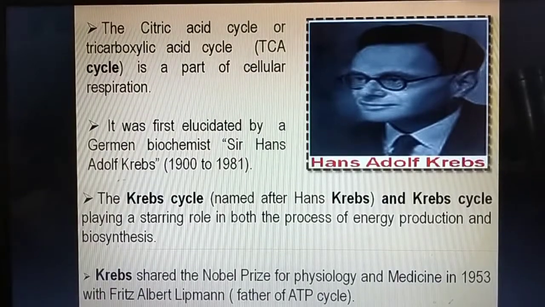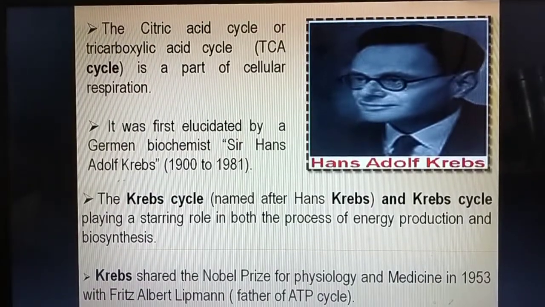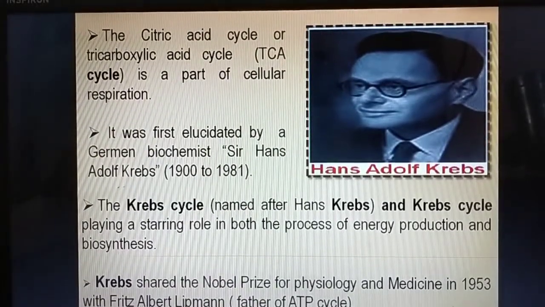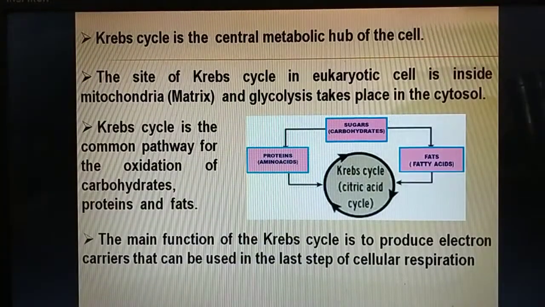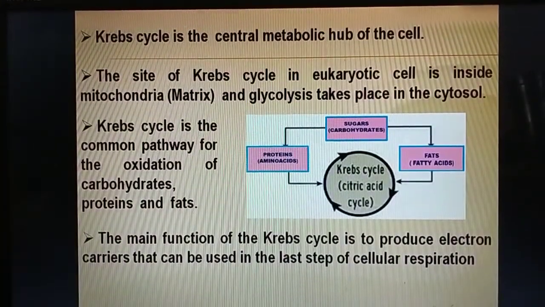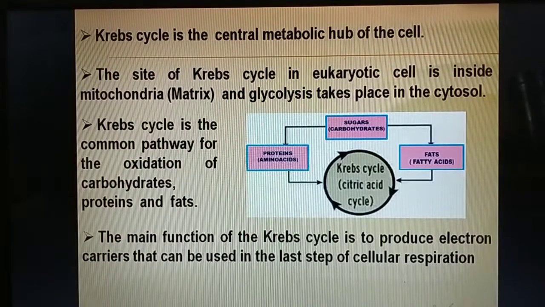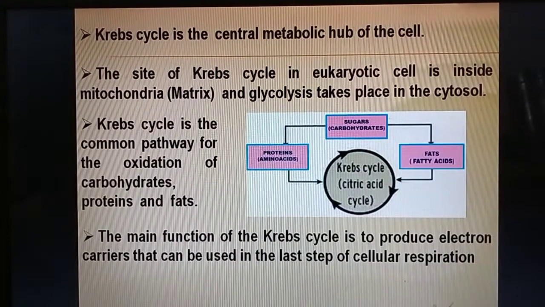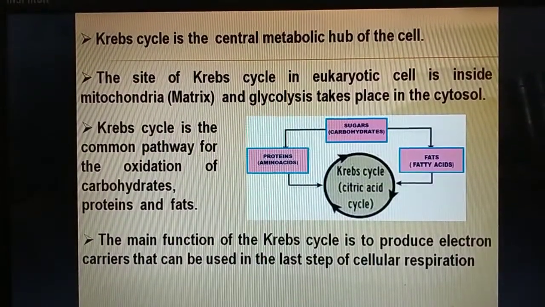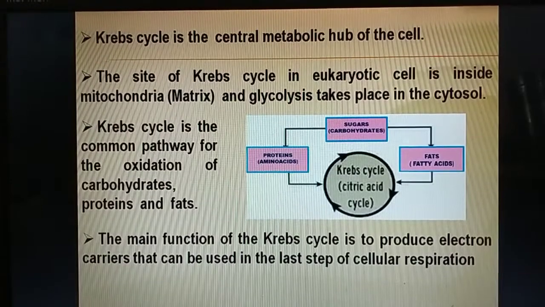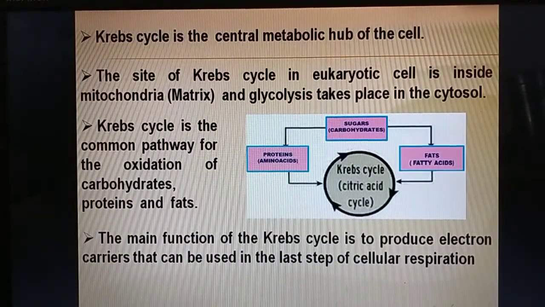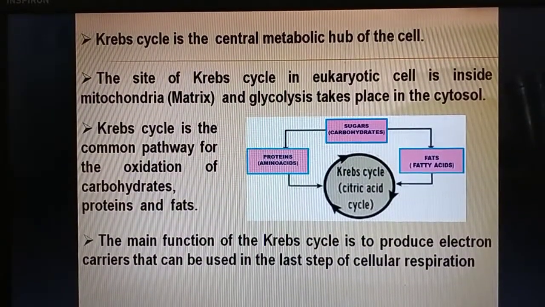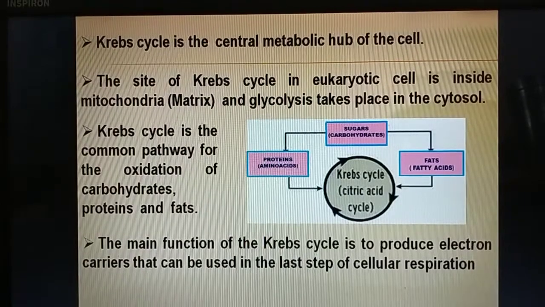Krebs shared the Nobel Prize for Physiology and Medicine in the year 1953 with Fritz Albert Lipmann, the father of the ATP cycle. The Krebs cycle is the central metabolic hub of the cell. The site of the Krebs cycle in the eukaryotic cell is inside the mitochondria, that is, the mitochondrial matrix, and glycolysis takes place in the cytosol. This picture clearly shows the Krebs cycle is the common pathway for the oxidation of carbohydrates, proteins, and fat. The main function of the Krebs cycle is to produce electron carriers that can be used in the last step of cellular respiration.